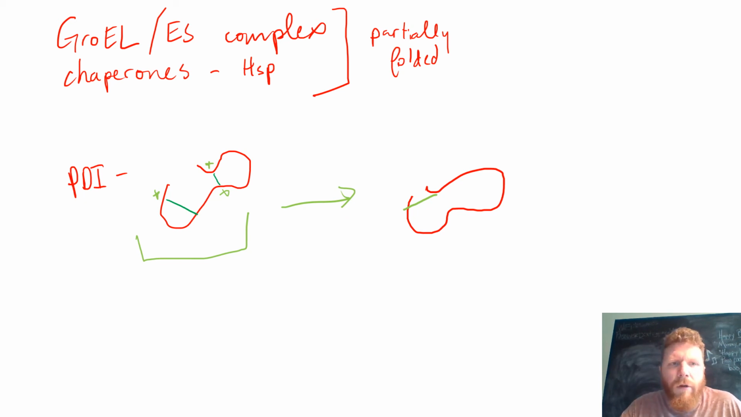So these are all some examples of important proteins that I want you to be familiar with for proper folding of polypeptide chains.